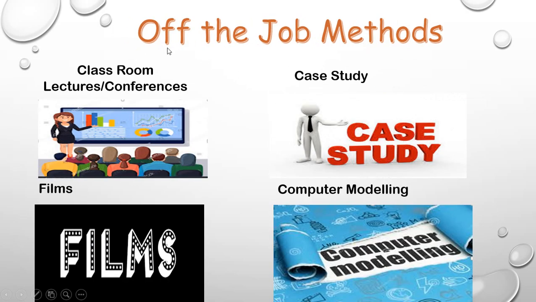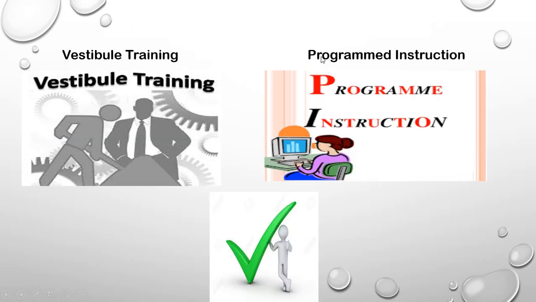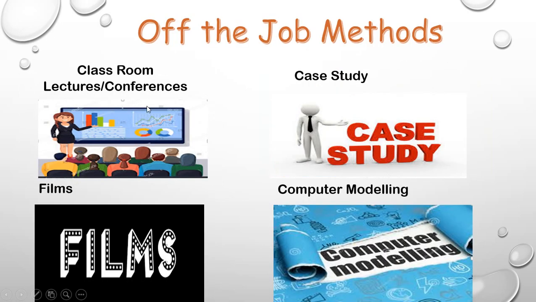Now the other training method is the off-the-job training method. As I have already explained off-the-job training method, I'll explain in short that in this method, training is given to the workers outside the workplace. Emphasis is more on learning than doing. Now following are the methods of off-the-job training: classroom lectures or conferences, films, case study, computer modeling, vestibule training, and programmed instruction. I'll be explaining all these methods one by one in detail.